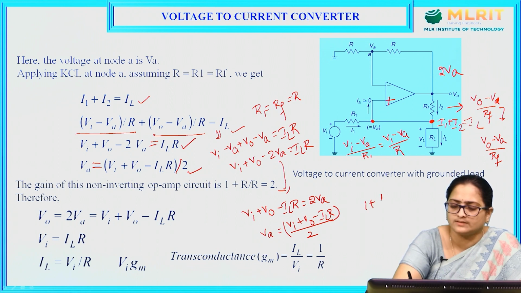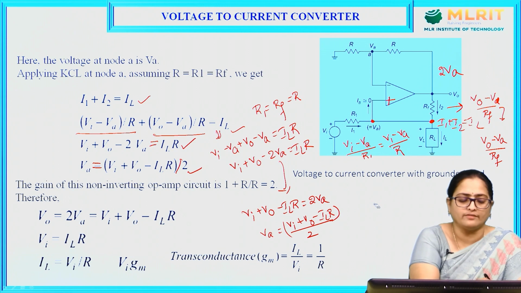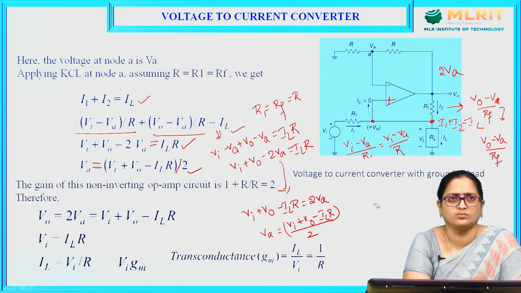1 plus RF by R1 into VA. Let us assume that RF is equal to R1. So, you can write 1 plus R divided by R. So, we got VA is equal to VI plus V naught minus IL R divided by 2.